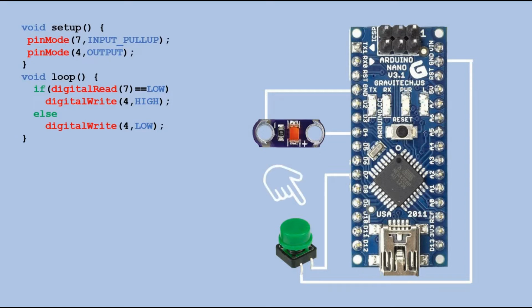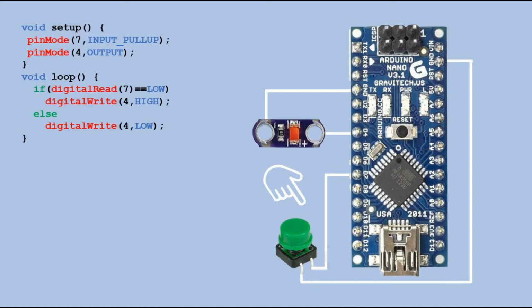So now when the button is pressed, low signal is read at digital pin 7, and when low signal is detected, we send high signal to digital pin D4, and that turns the LED on. When the button is released, there is high signal at the digital pin 7, which results in low signal at the digital pin 4, and that turns LED off.